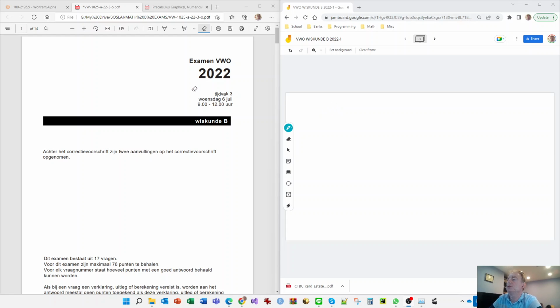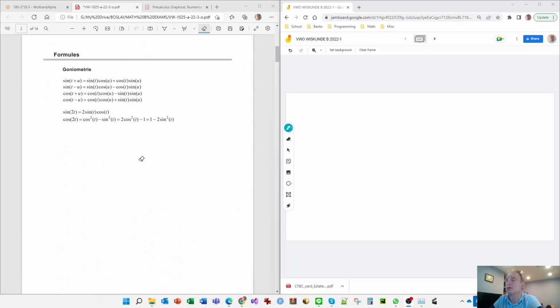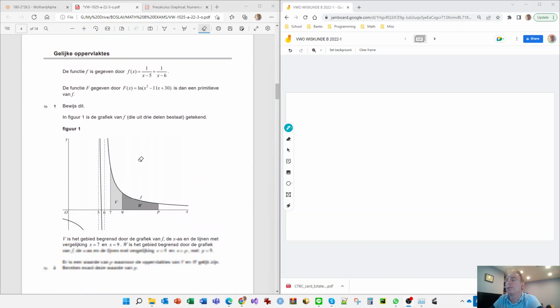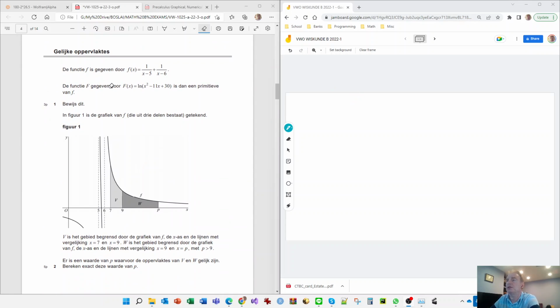I'm going to do the examen VWO 2022, Tijdvak 3, period 3 in English. The first question: there's a function f given by this expression here, and capital F of x given here is the primitive. And bewijs dit means prove it.